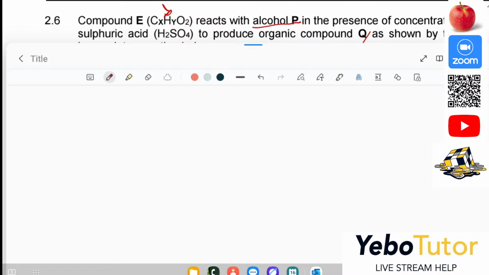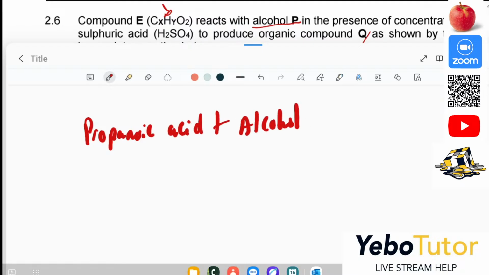We know that when we have propanoic acid, as we can see, and we add alcohol, of course under concentrated sulfuric acid, that should give us an ester. And to this ester, we add H2O. So this is already easy for us, because we already know what we are working with and what we are playing around with.